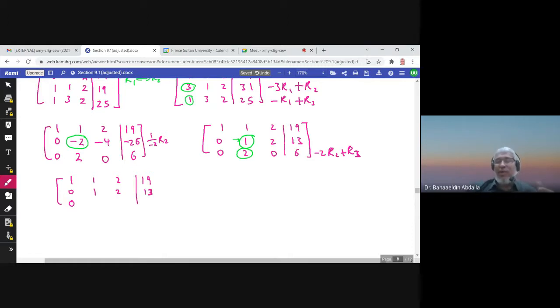But let us now multiply negative 2 times 1, negative 2 plus 2, that's 0. Negative 2 times 2, negative 4 plus 0, negative 4. Negative 2 times 13, negative 26. Plus 6, that's negative 20. Excellent. I finished column 1 and column 2.